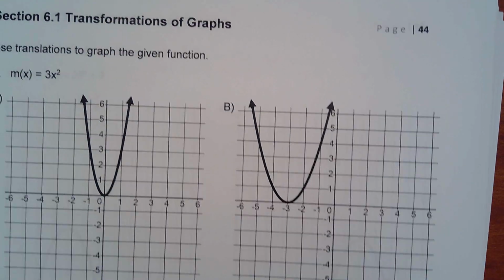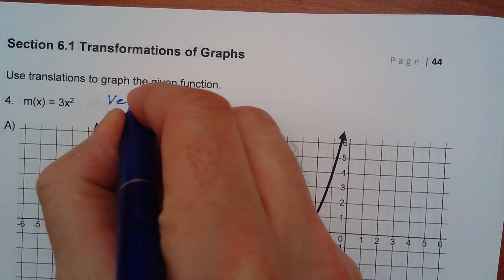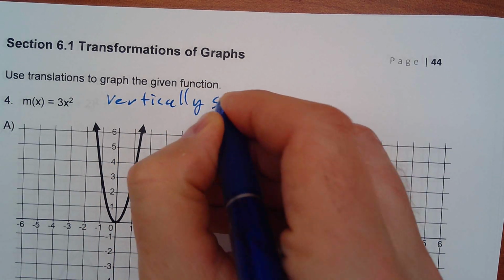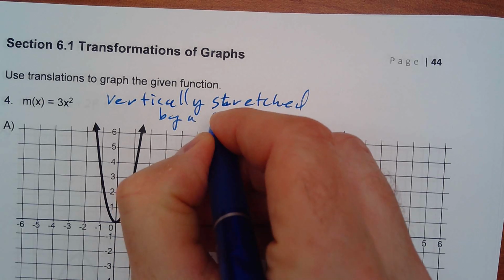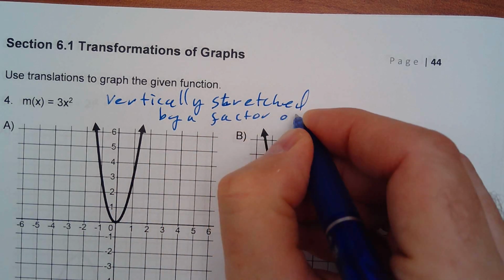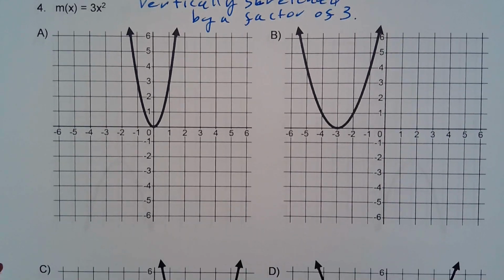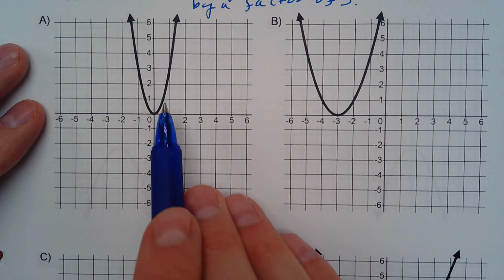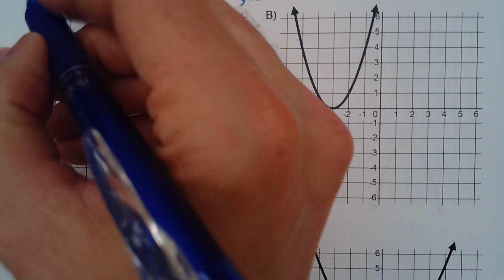Let's try this one. So this next one, this is vertically stretched by a factor of 3. So we need to look for the graph where it's skinnier. And it looks like it's A right there. In fact, we can verify 1 comma 1 is now 1 comma 3. That's a vertical stretch of 3. So A is my answer.